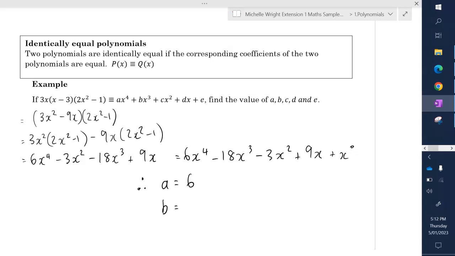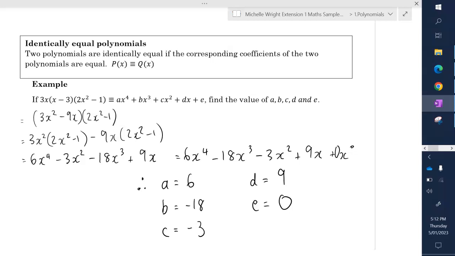B is the number at the front of x cubed, and that is minus 18. C is the number at the front of x squared, which is minus 3. D is at the front of x, which is 9. And E is the constant term. I didn't have one, which is basically saying that that is going to be 0. And that is my solution.